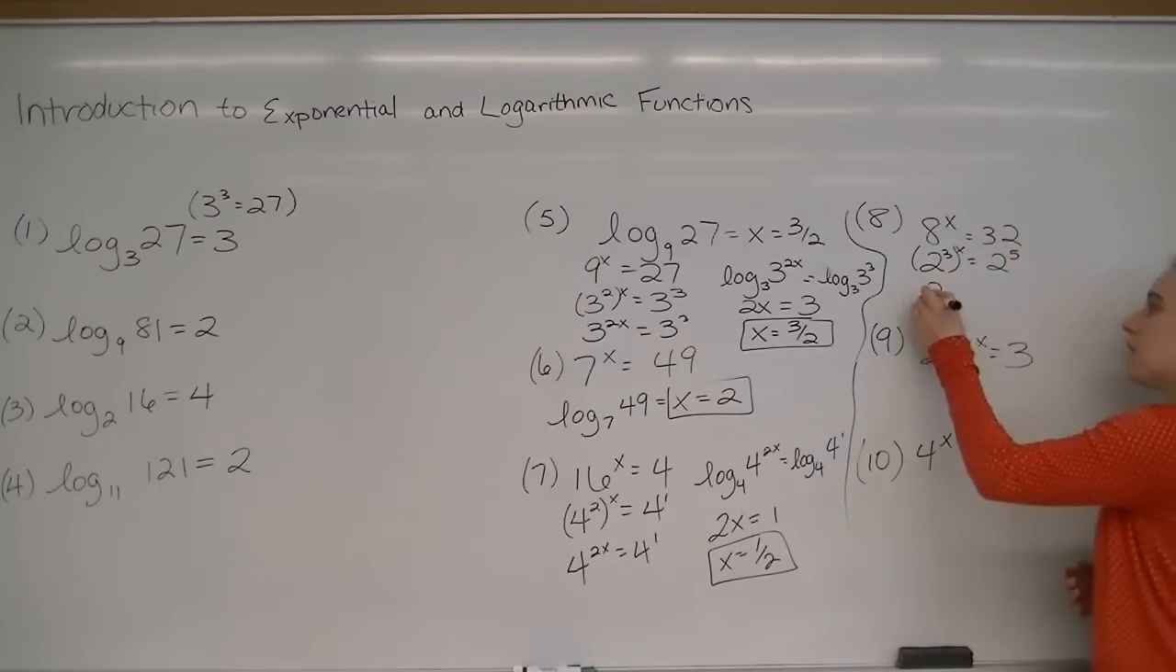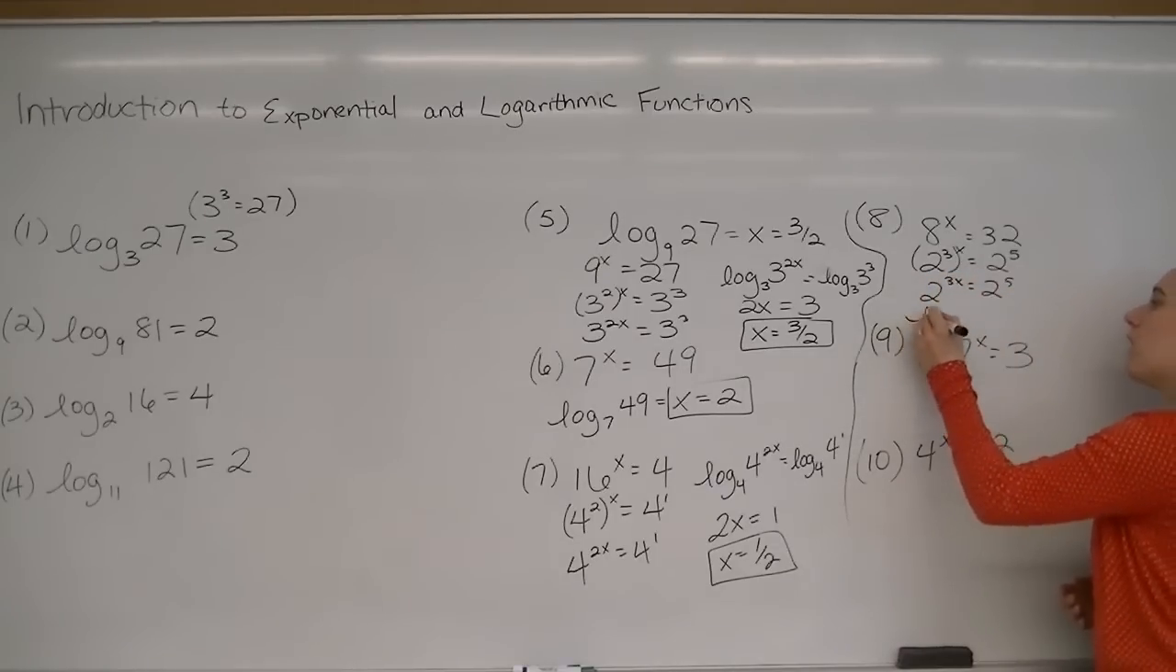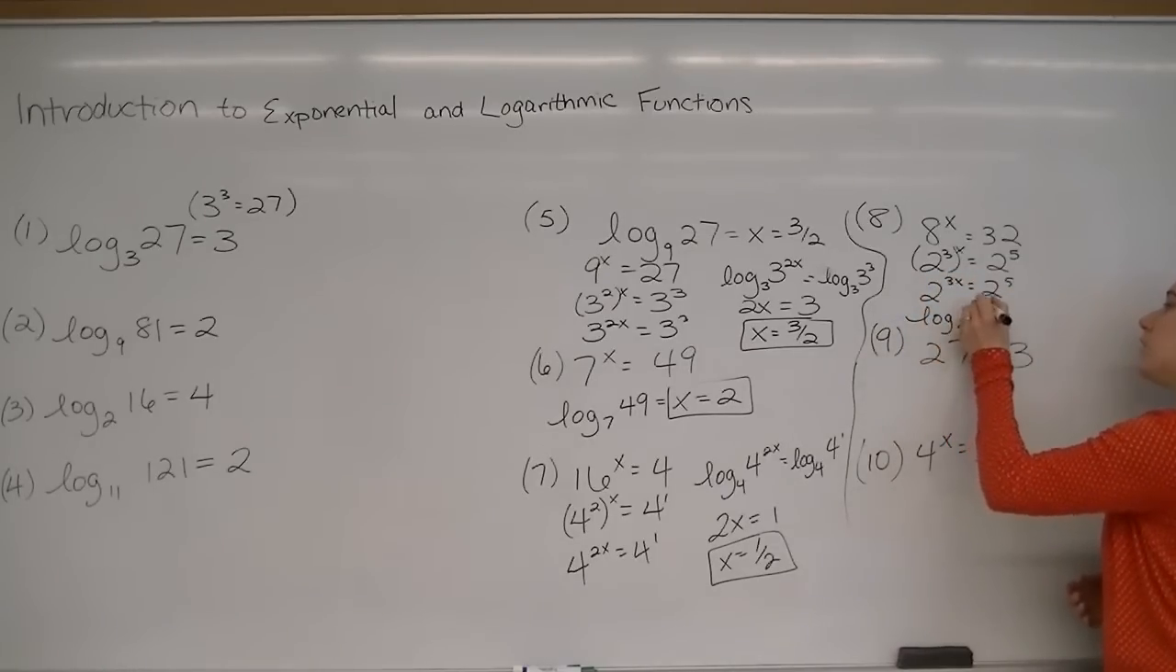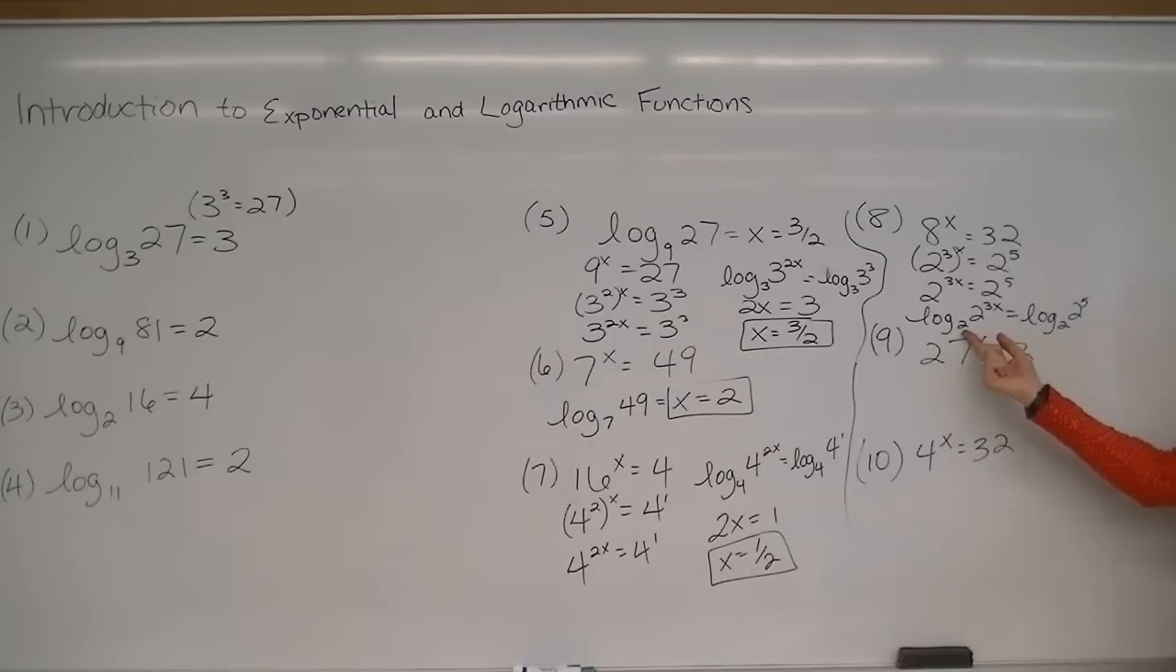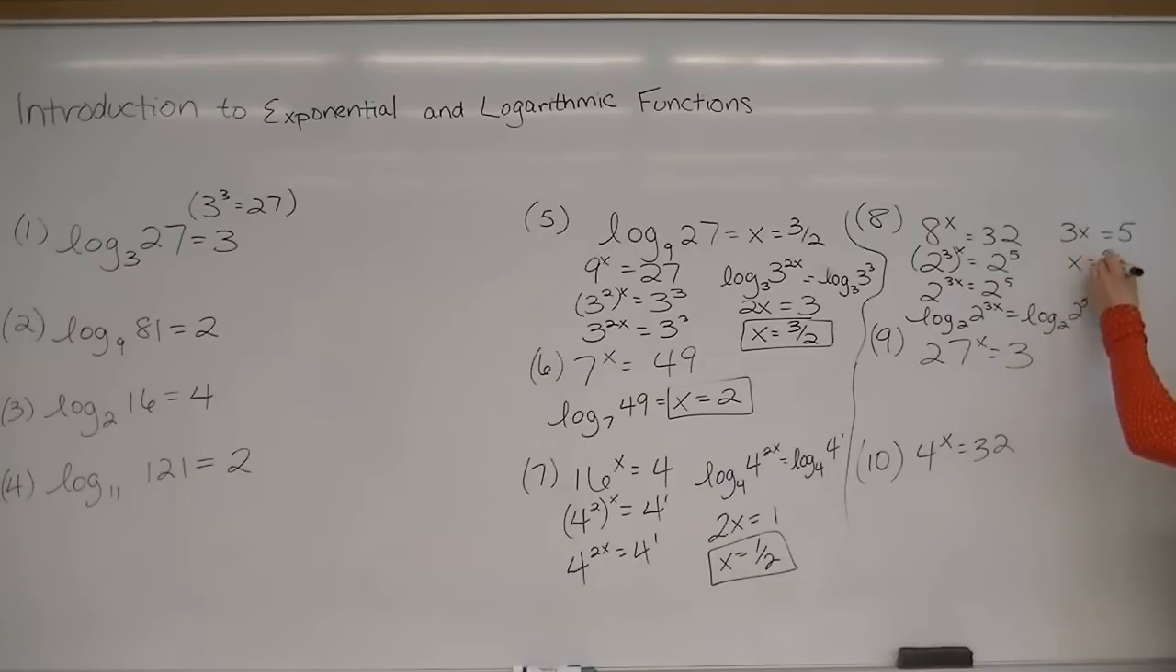So again, we get 2 to the 3x is equal to 2 to the 5th. So log base 2 of 2 to the 3x is equal to log base 2 of 2 to the 5th. But again, if we think about what power of 2 we need to get 2 to the 3x, we need the 3x power. What power of 2 do we need to get 2 to the 5th? Well, that's going to be the 5th power. So x will be equal to 5/3.